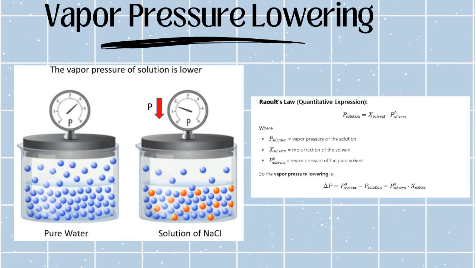To solve for the vapor pressure lowering, we use Raoult's law. And as much as I want to demonstrate how this is solved, I don't have the right equipment to show you the digital version of it. So instead, let us watch this video of a teacher on how she solves this.